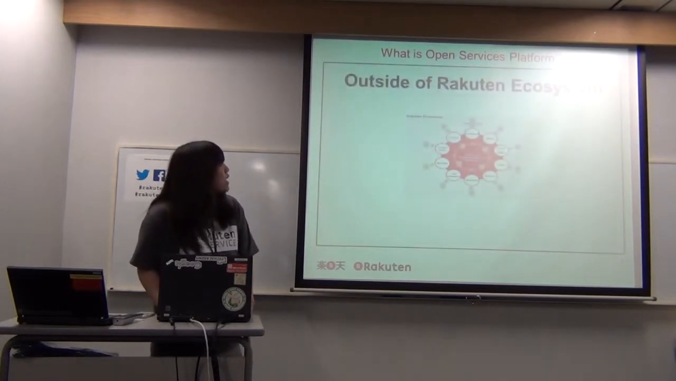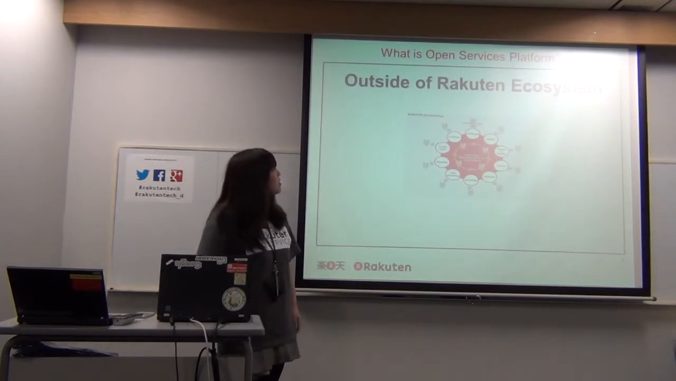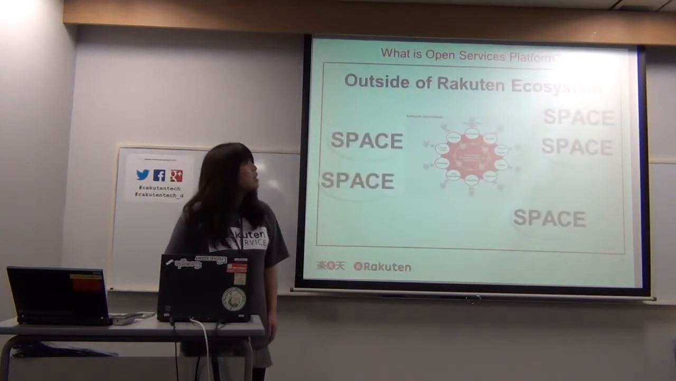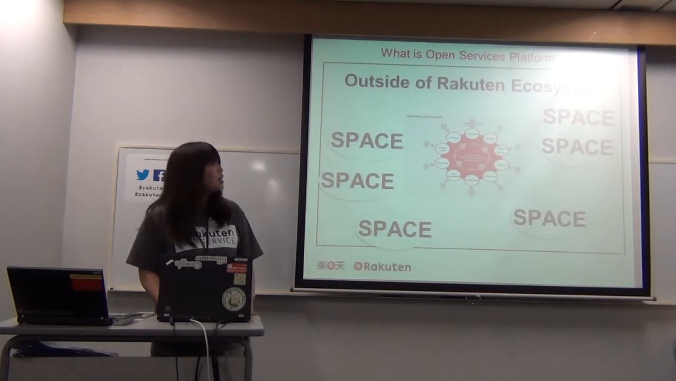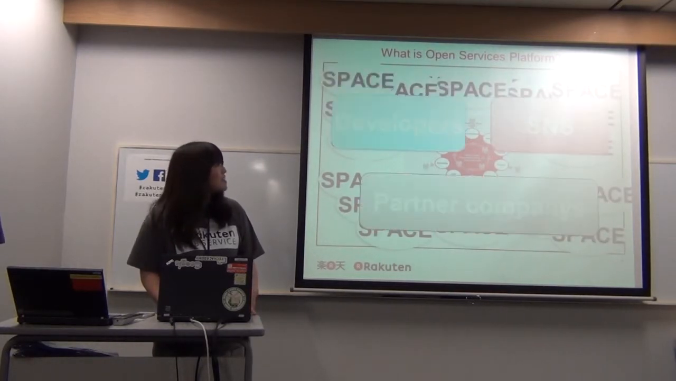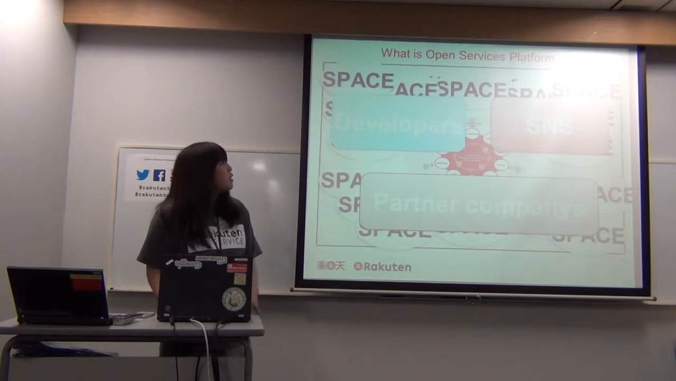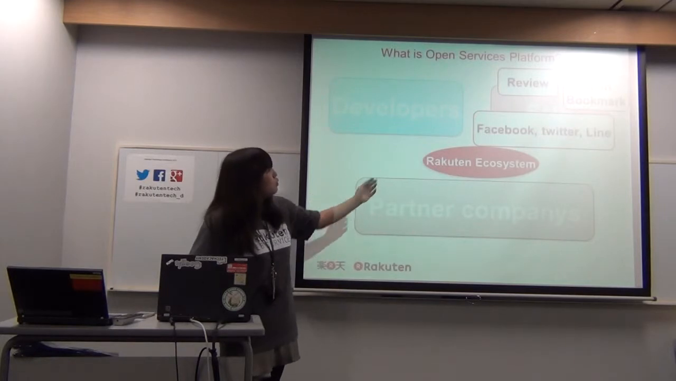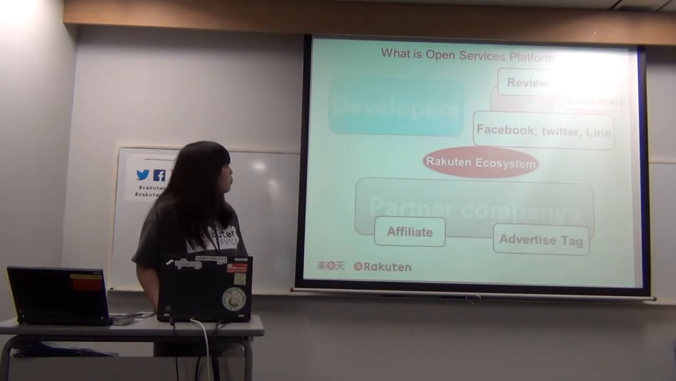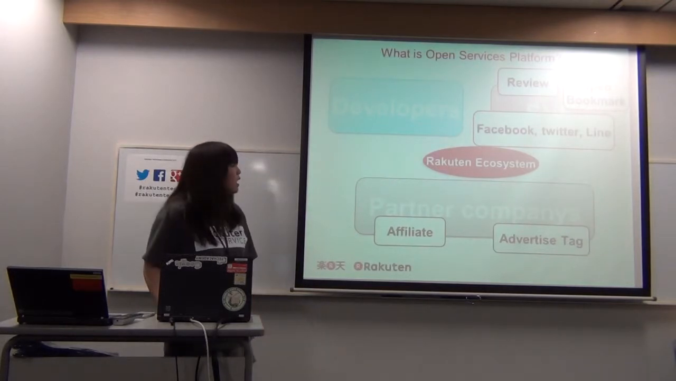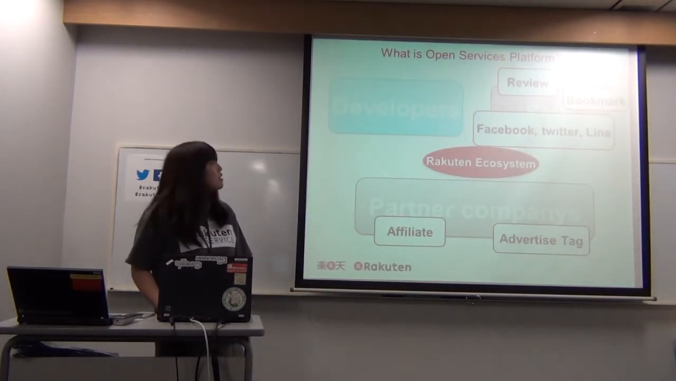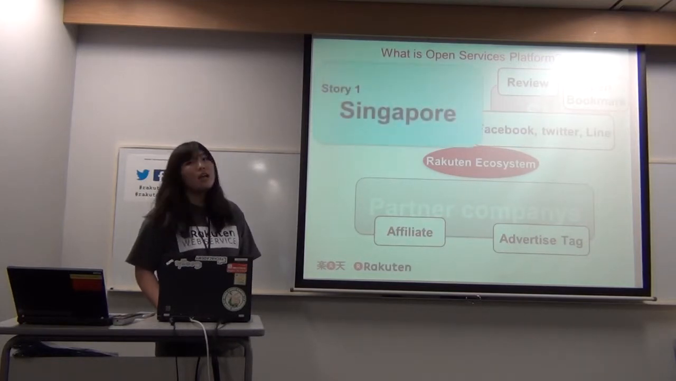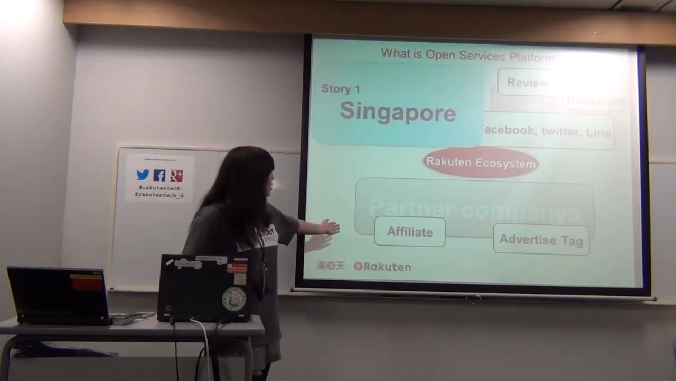So we want to expand this Rakuten ecosystem. But there is so much space, and there are so many people who don't use Rakuten. So we want to open our data and our services to SNS, to Facebook and Twitter. We open review data and bookmarks. For partner companies, we open the affiliate system and advertising tab. And for developers like you, we open our API. So today I want to speak about this section and this section.